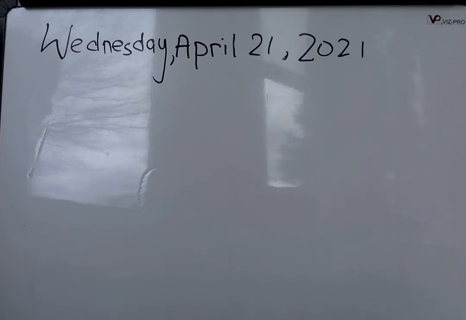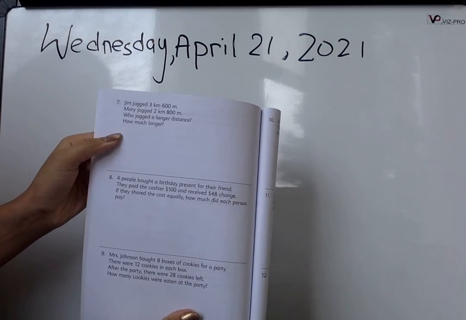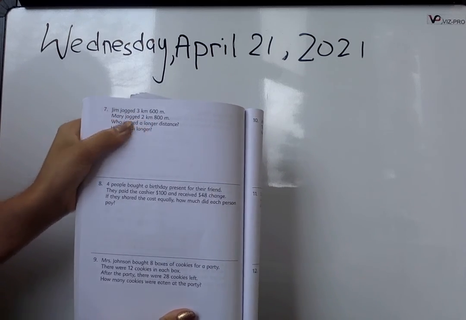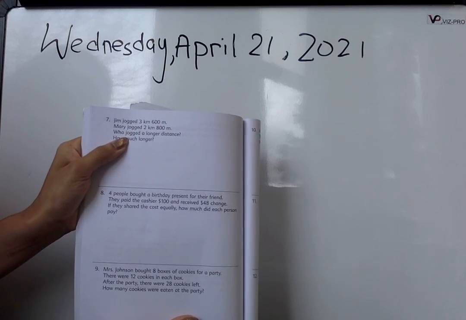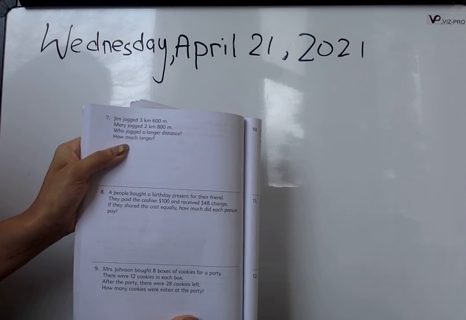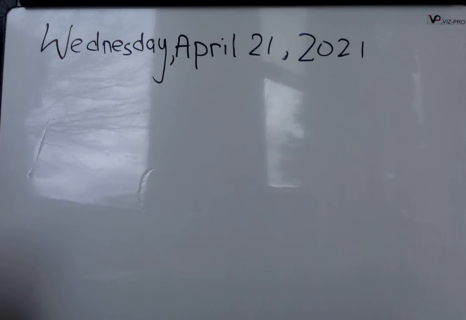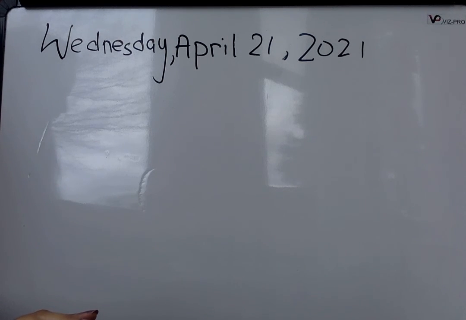The first question we have to do, let's read it together. I'm reading this one. Jim jogged 3 kilometers and 600 meters. Mary jogged 2 kilometers and 800 meters. Who jogged a longer distance? How much longer? Because we are finding the difference, what do we usually do when we have to find the difference? That's right, we subtract.